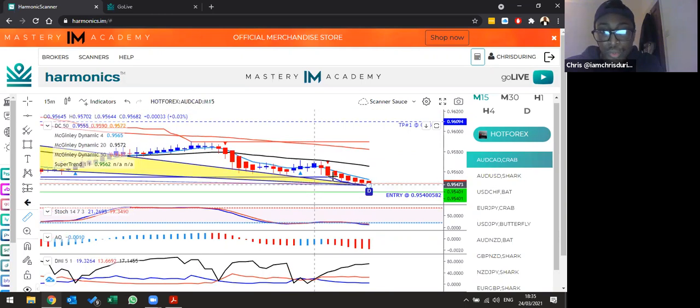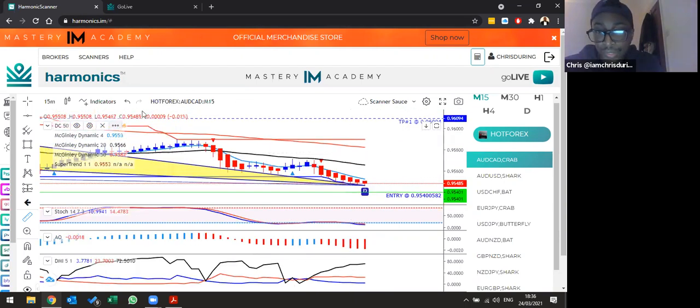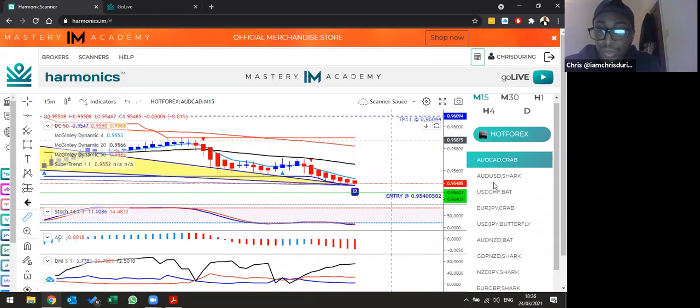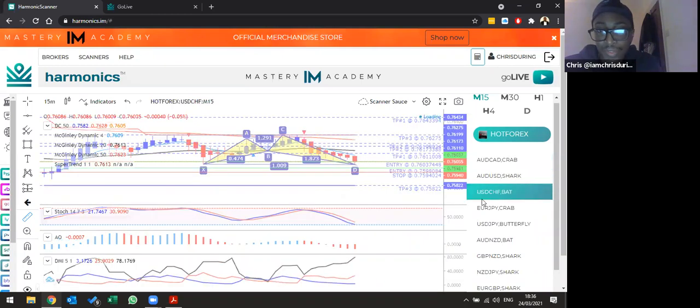So for those of you who don't know how to access the Harmonic scanner, if you just type in harmonics.im, it will ask you to log in with your IM account. So just log in with that, and then you'll get access to the Harmonic scanner. So I've already got the indicators set up. So I'm going to go through the confirmations that you would look for. And then I'll talk about how the indicators are set up after.